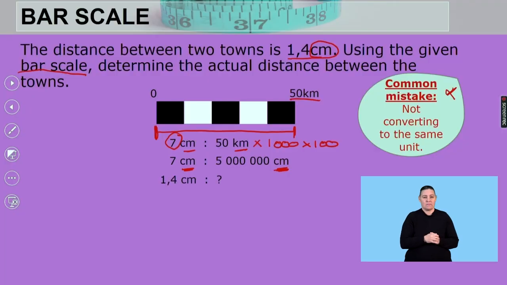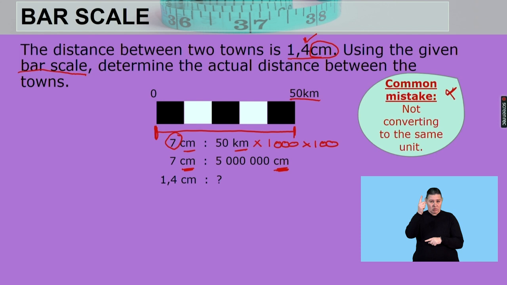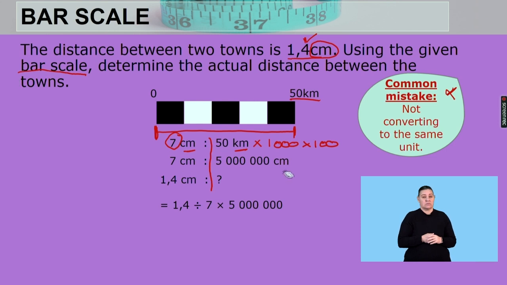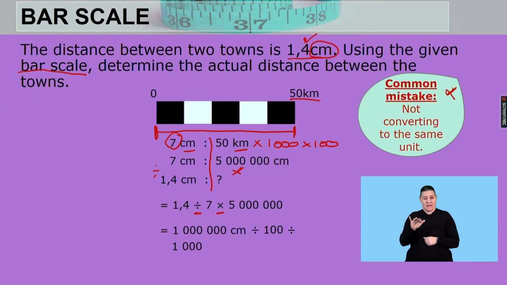So here we go. Where does the 1.4 come from? Let's just remind you about that. There's the 1.4 centimeters at the top. That's the distance between the two towns on the map. All right, so like I did before, we line it up there. On the left-hand side was the map. On the right-hand side is reality. That's what we're doing. So what have I got to do? I say numbers above each other we divide, and numbers across from each other we multiply. That's why we're dividing there, and we are multiplying there. So we get 1 million centimeters.